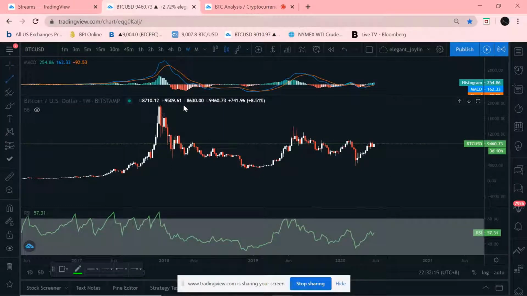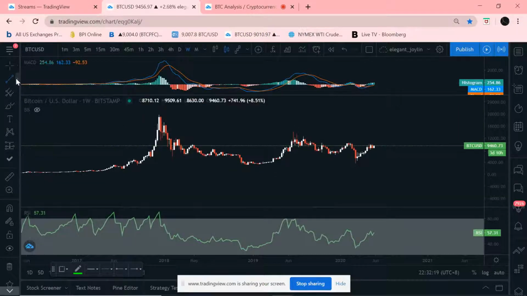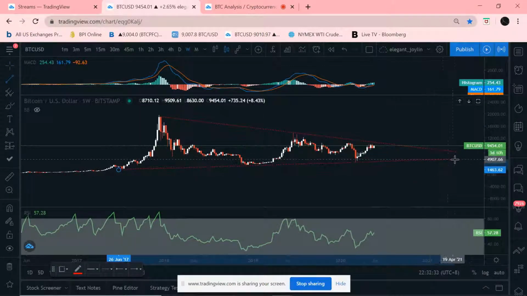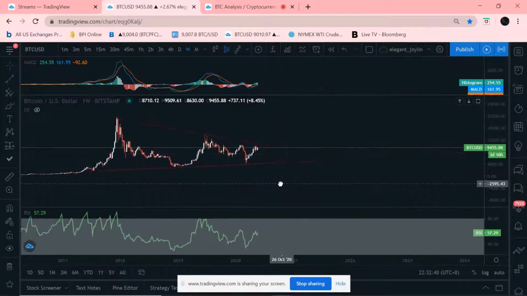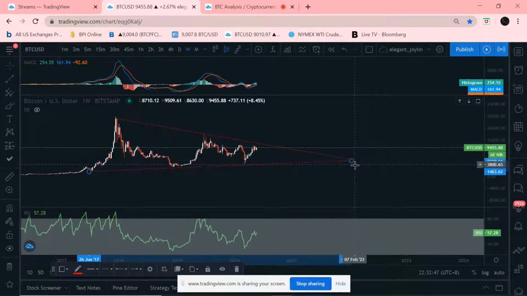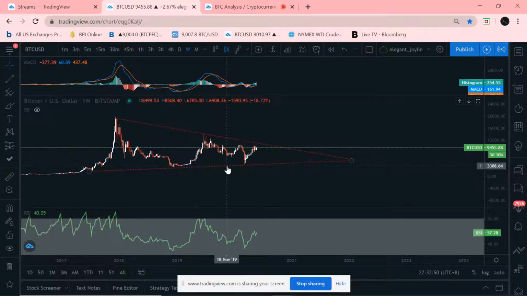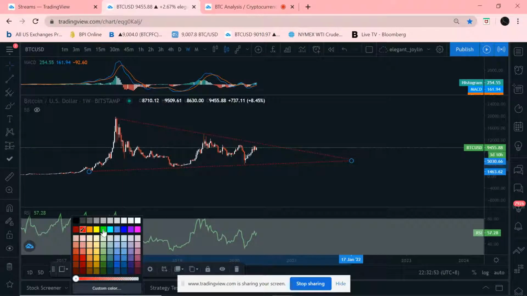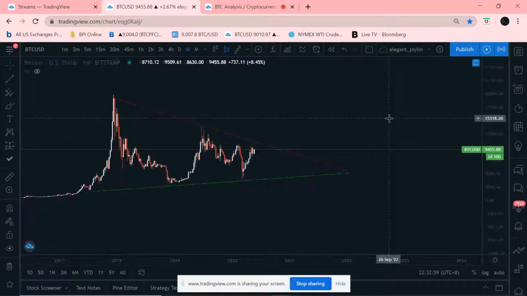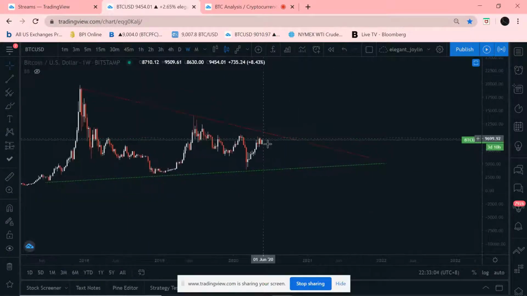So here is the resistance on a long-term trend, and this is the support. So it's actually a symmetrical triangle if you look at it. Still trading within this range. And if you look closely, you can see that it's already near the resistance.